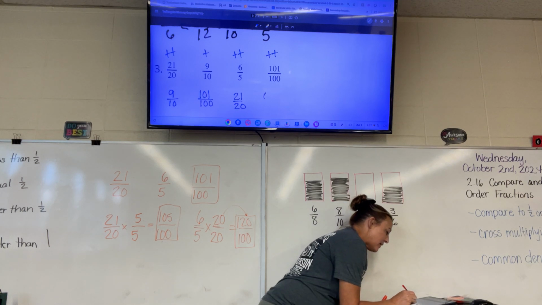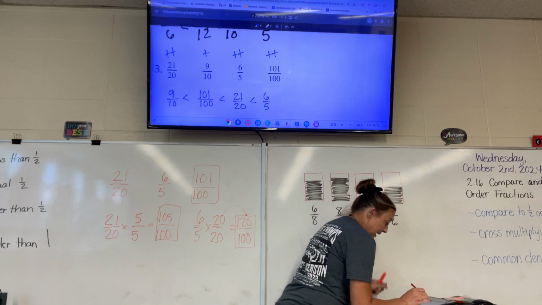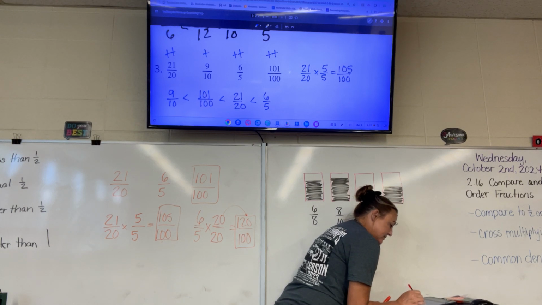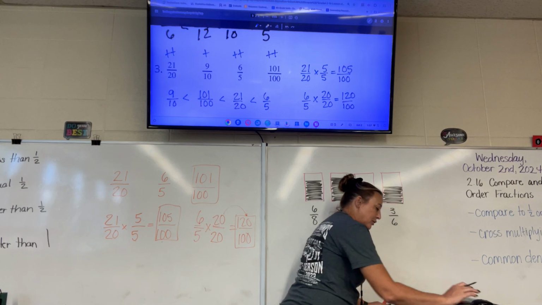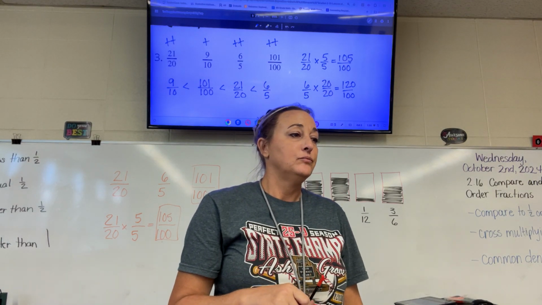Yes. So now we're going to plug that in, and we're going to plug in our less than symbols all the way across. And I am going to have you guys write down 21 over 20 multiplied times 5 on top and bottom gives you 105 hundredths. And then 6/5 times 20 over 20 gives you 120 hundredths. So that way you can see what we did. If you refer back to it, you can see that we found a common denominator. Did you get all that written?